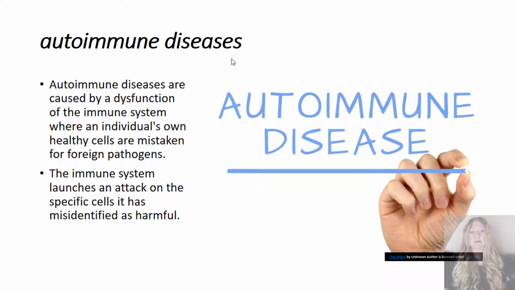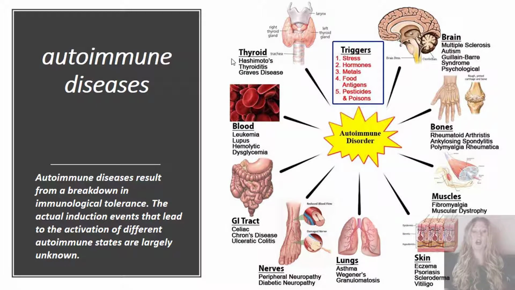Autoimmune diseases. Autoimmune diseases are caused by a dysfunction of the immune system where an individual's own healthy cells are mistaken for foreign pathogens. The immune system launches an attack on the specific cells that it has misidentified as harmful. Autoimmune diseases result from a breakdown in immunological tolerance. The actual induction events that lead to the activation of different autoimmune states are still being worked out.